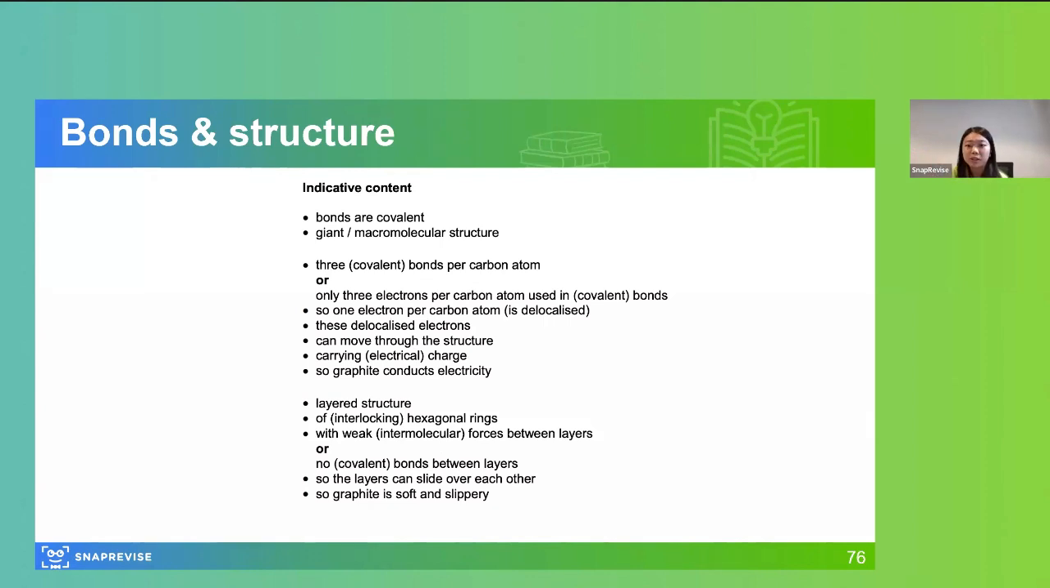This is always a 6 marker that shows up every year, so please know this all. Please know the graphite structure well. But that's all I want to talk about graphite.